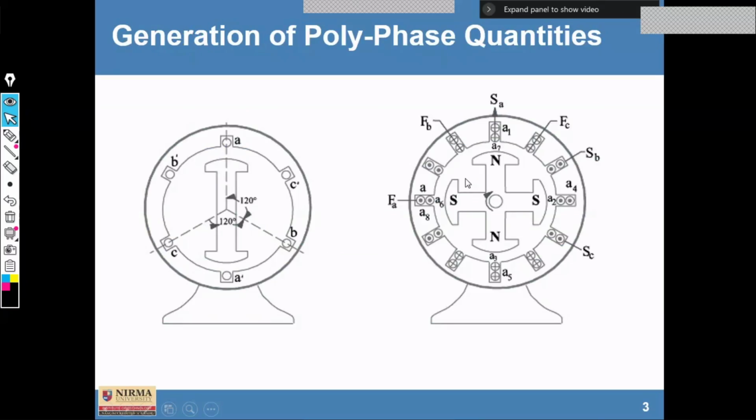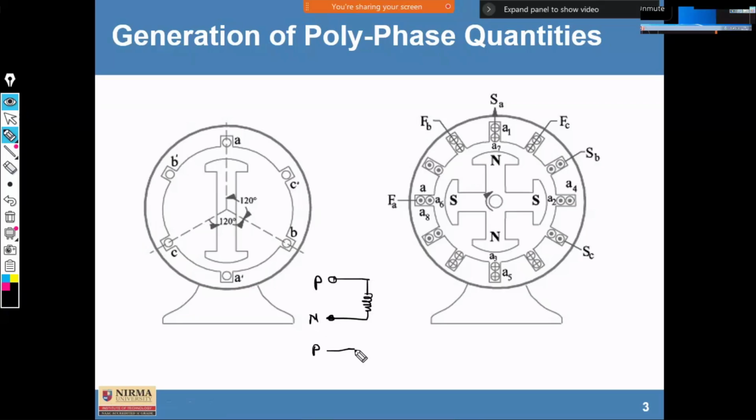Suppose there are 6 terminals for 3 individual single phases. If there is one single phase, fine, so phase and neutral, then phase and neutral, then the third one is again phase and neutral. So for this system, these 3 individual single phase systems require 6 connecting wires.